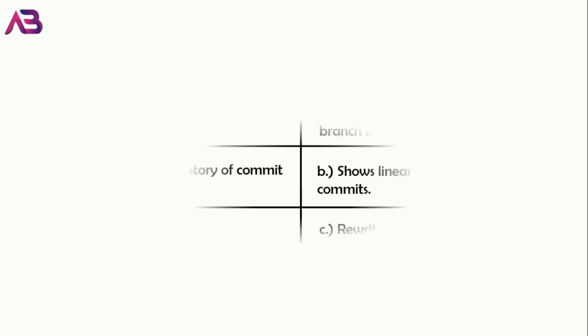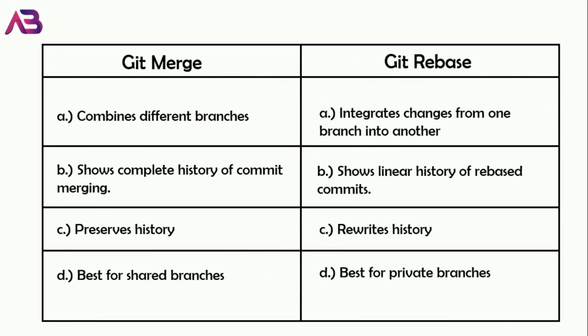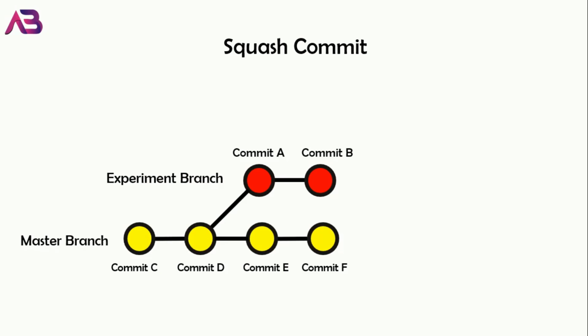If you like taking notes, here is something special for you. This chart will help you to see the difference between Git Merge and Rebase. Now there is one more option. Instead of using Git Merge and Git Rebase, you can use squash commits. When you use squash, all the experiment branch commits, they are combined into one single commit when merged into the master branch.